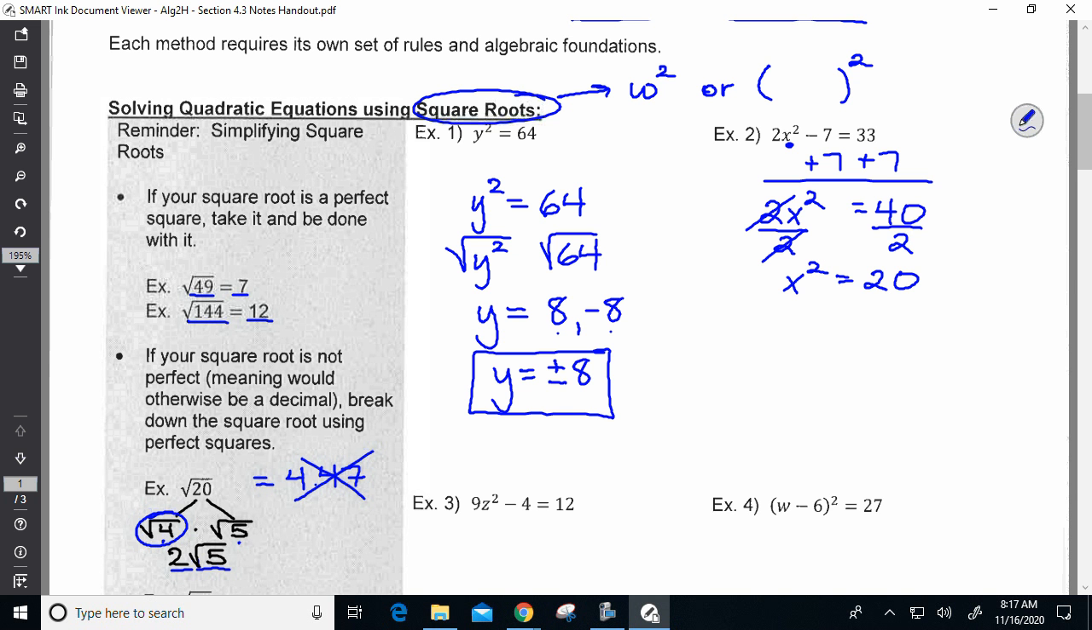Now the problem is set up for us to go ahead and take the square root. So the square root of x squared, that's simple enough. That's x equals plus or minus the square root of 20. 20 is not a perfect square, so you have to break it down. 20 breaks up into 4 times 5. That's 2 square root of 5.